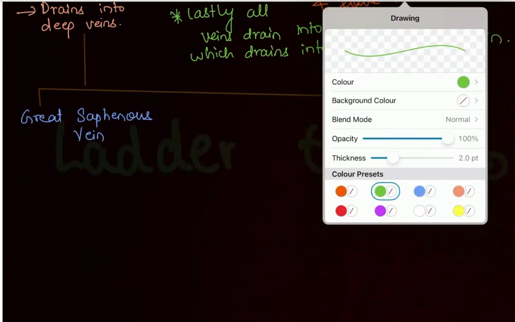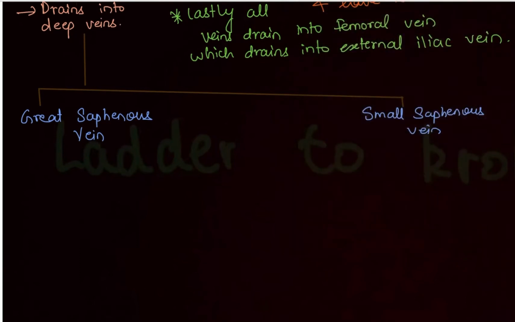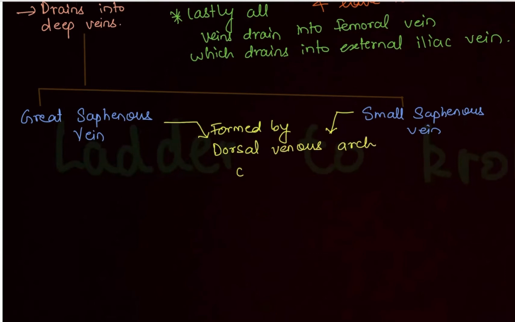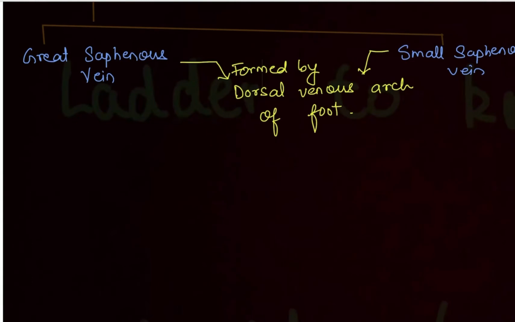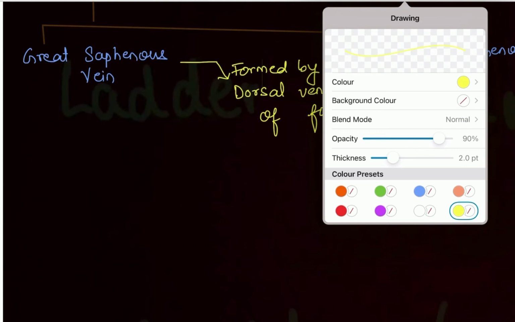And there is something common in both these veins, so let's write down that they are formed by dorsal venous arc of foot. Dorsal venous arc of foot. Okay, so for the venous supply, we are studying from how the blood is drained from your toes and will go into your heart. Okay, so we'll be starting with the very distal portion of your body, unlike arteries where we study from the proximal portion to the distal portion. Now, as I said that this great saphenous vein and small saphenous vein, they are formed by dorsal venous arc of the foot, but they also have their own particular vein each.